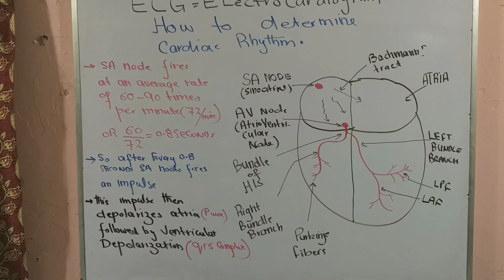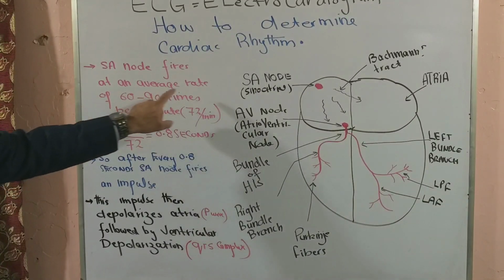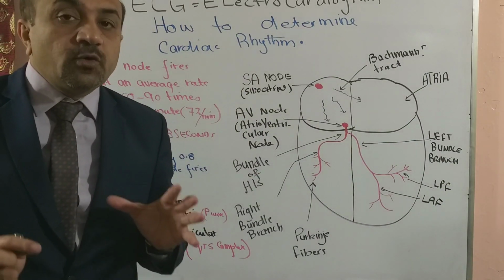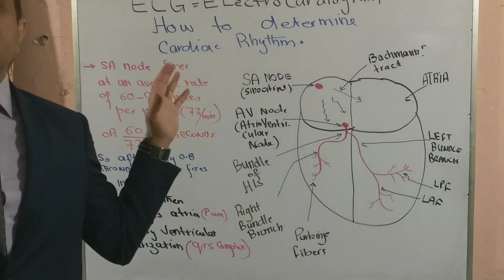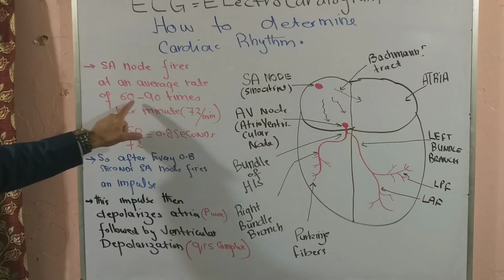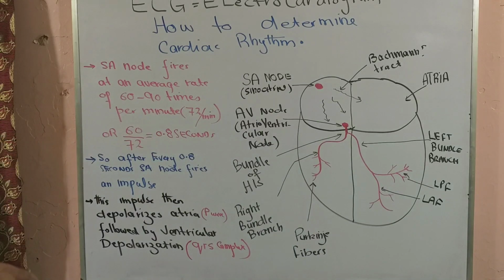Now, there are certain facts which we should also remember: this sinoatrial node fires at a rate of 60 to 90 times per minute, and it fires automatically. Nothing asks or stops it to fire. So it keeps on firing at a rate of 60 to 90 times per minute. The average is 72 per minute. These impulses are thrown towards the atrial muscles at a rate of 72 times per minute.